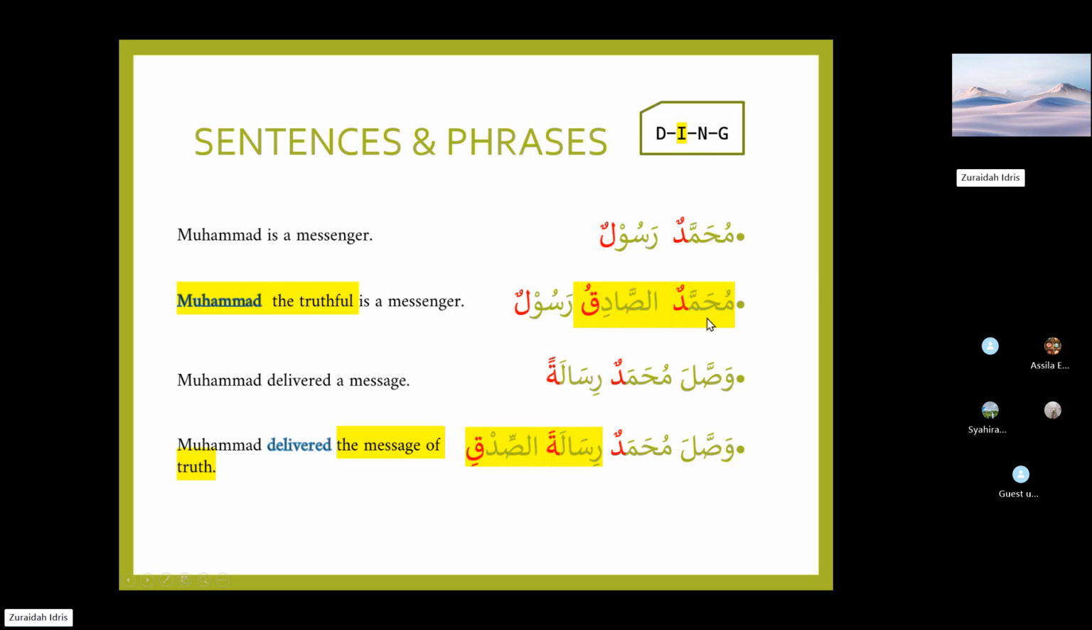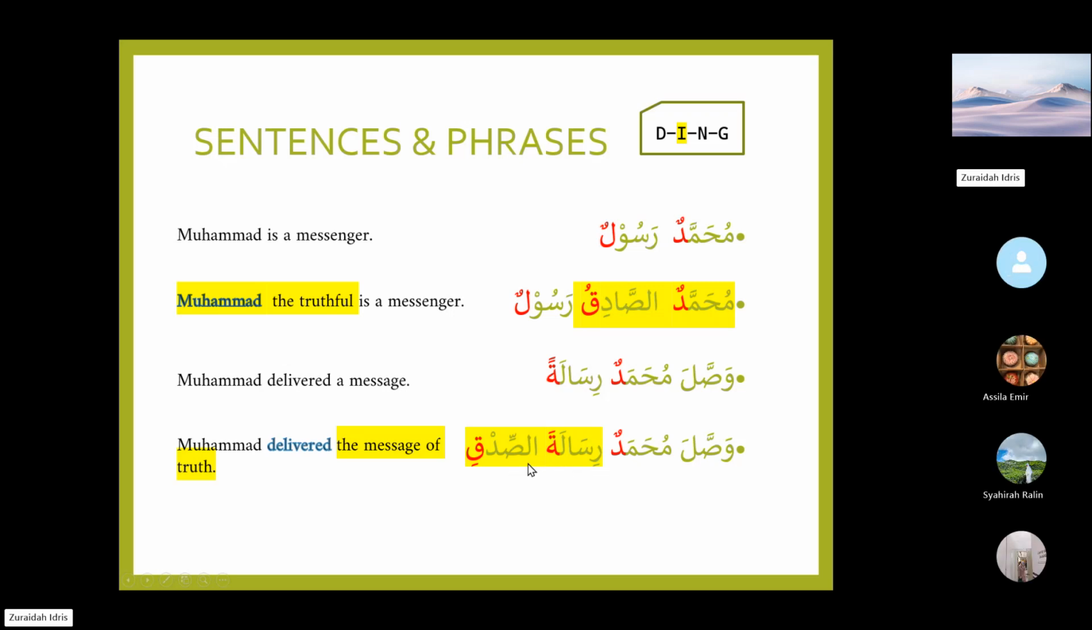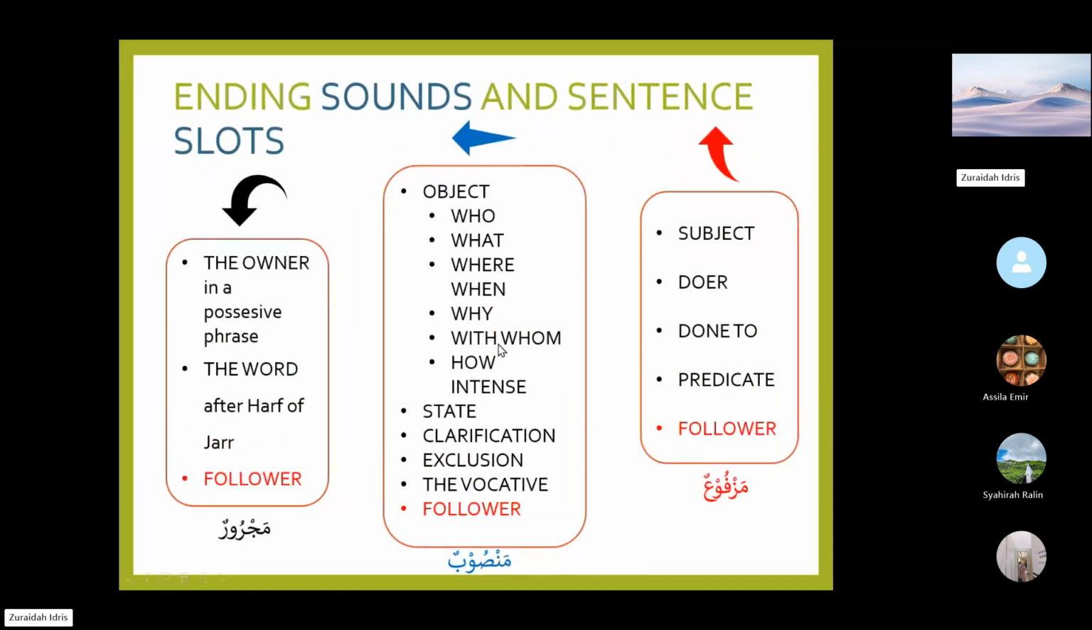In this case, yes, everything matches. So this particular phrase, we said just now, was mausuf, sifa. Here we call this mudaf and mudaf ilay. Now, all these terms I'm going to say very often, so gradually you will remember this. Mausuf, sifa, mudaf, mudaf ilay. So what is mudaf, mudaf ilay? Remember we were talking just now about this slide, the owner in a possessive phrase.